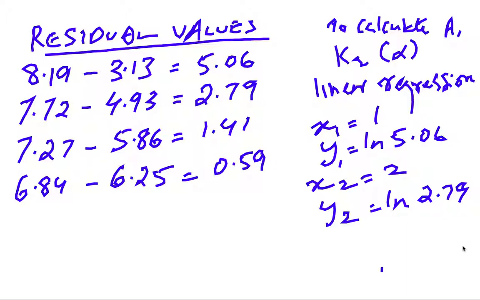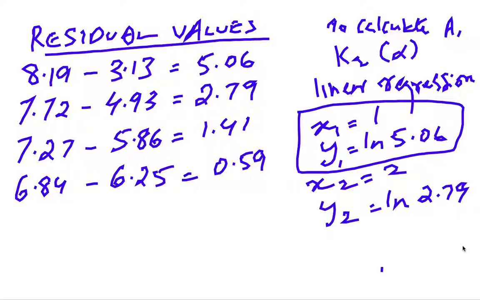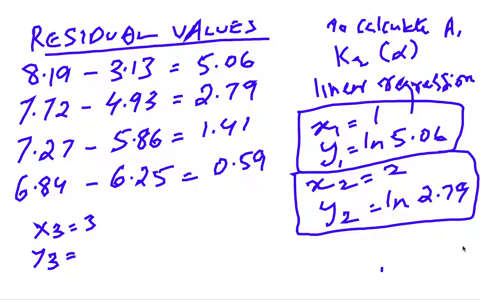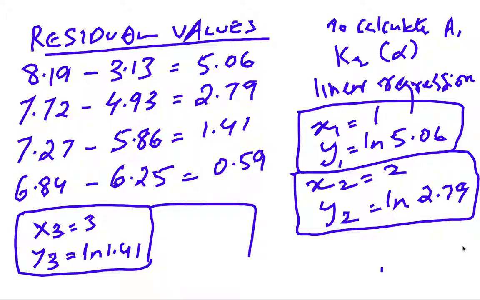So x1 is 1 hour, y1 is the natural log of 5.06, x3 is 3, y3 is the natural log of 1.41, and x4 is equal to 4, and y4 is equal to the natural log of 0.59.